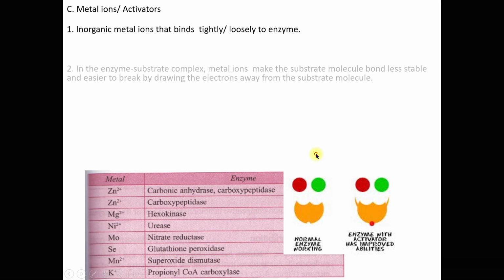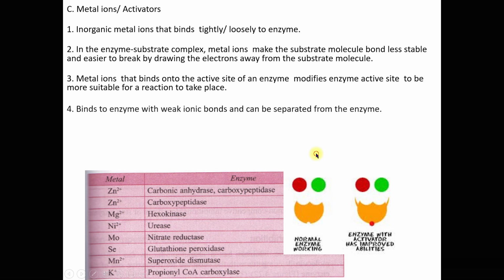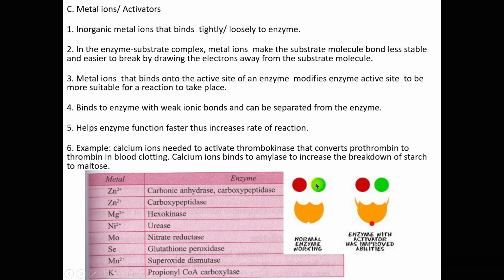Now, examples of metal ions are calcium ions that are needed to activate thrombokinase that converts prothrombin to thrombin in the blood clotting process. Other than that, calcium ions bind to amylase to increase the breakdown of starch to maltose. So now you know why calcium is needed in your diet.